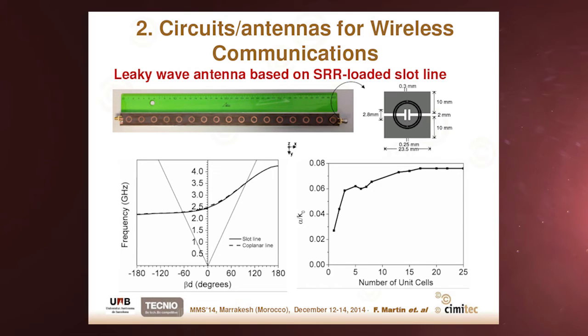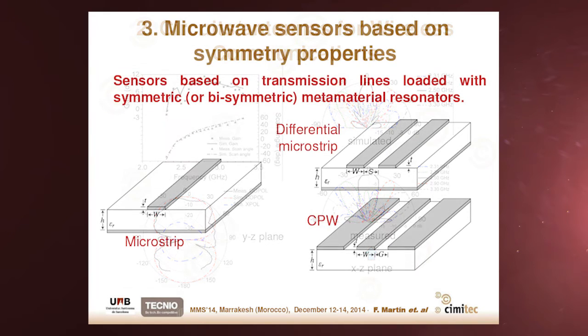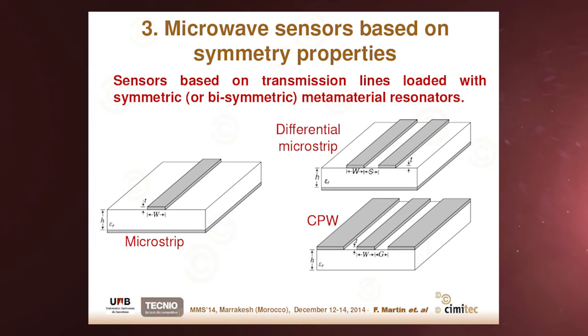Once we have calculated the dependence of the attenuation constant with the number of unit cells. This is the dispersion of the structure, where you can see the balance condition is achieved. And here I show you some results of the characterization of this leaky-wave antenna. This is the gain, okay, and the scanning angle as a function of the frequency. This is the radiation pattern simulated and measured, and this is the orthogonal radiation pattern. Important point is that even though it is not shown here, the radiation is specular due to the fact that we don't have a ground plane in this antenna.